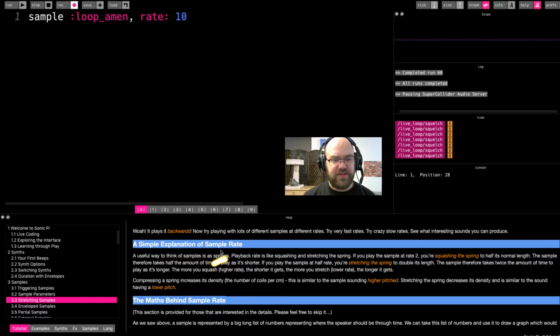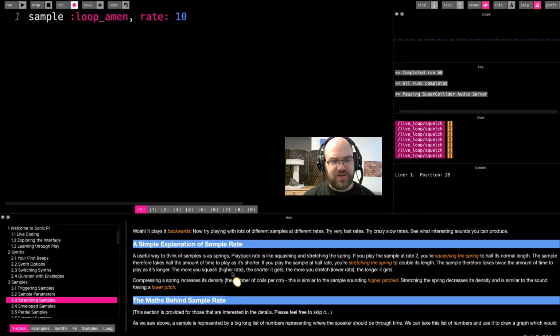A simple explanation of sample rate. A useful way to think about samples is as springs. Playback rate is like squashing and stretching the spring. If you play the sample at rate 2, you're squashing the spring to half its normal length. The sample therefore takes half the amount of time to play as it's shorter. If you play the sample at half rate, you're stretching the spring to double its length. The sample therefore takes twice the amount of time to play as it's longer.